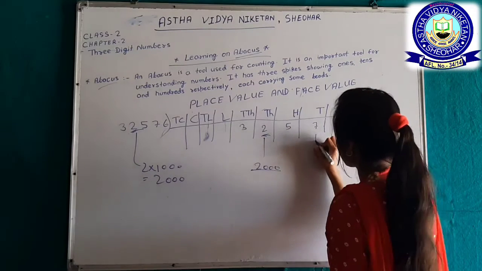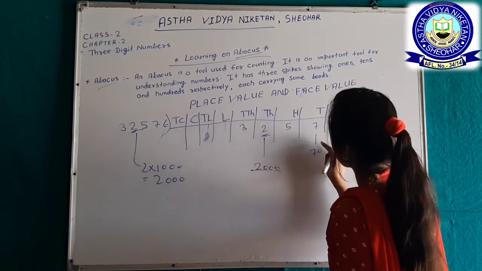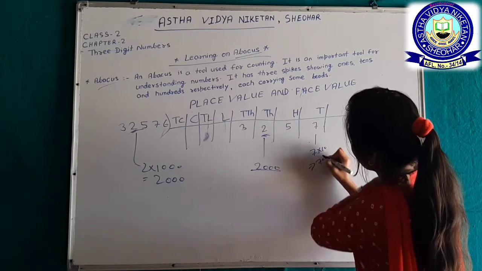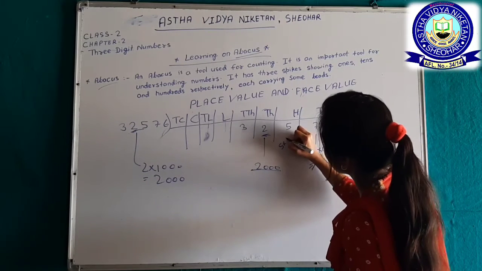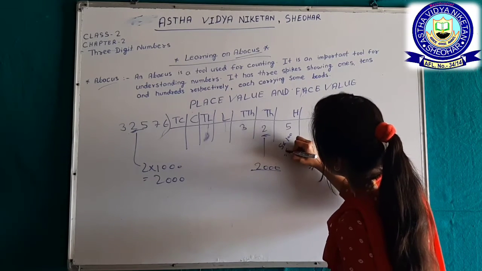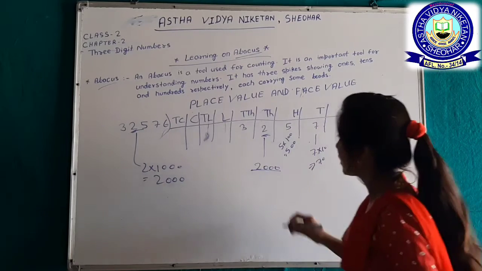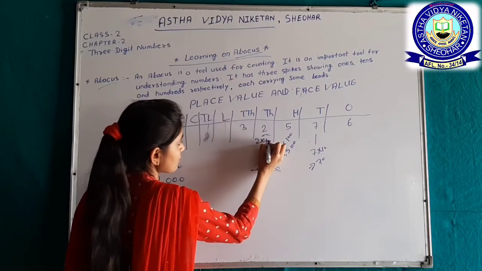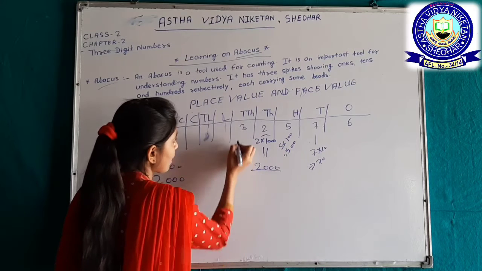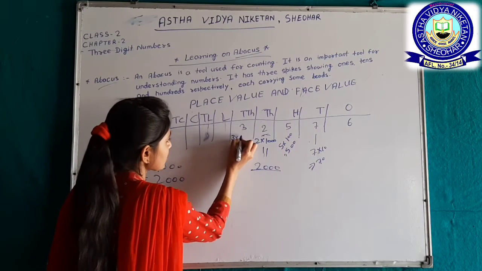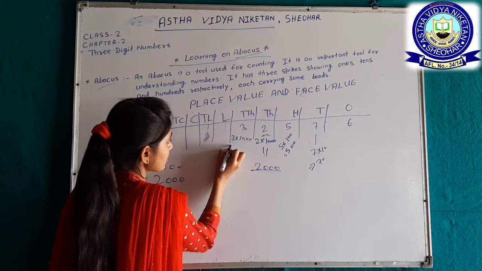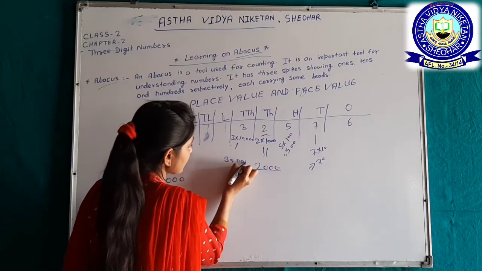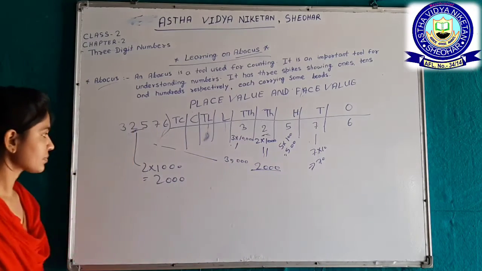7 tens means 70. 7 into 10 equal to 70. 500 means 5 into 100 equal to 500. 2000 means 2 into 1000 equal to 2000. 10,000 means 3 into 10,000 means 30,000, and so on.